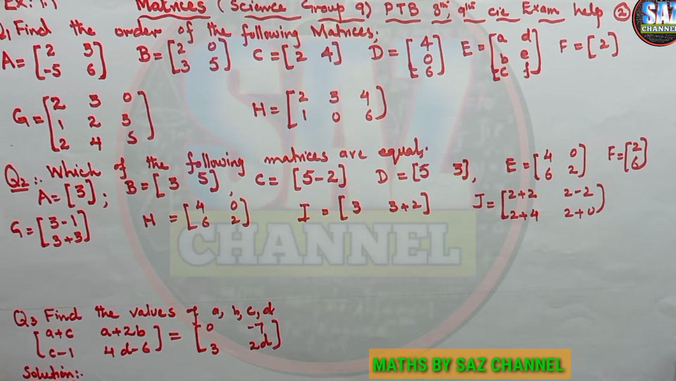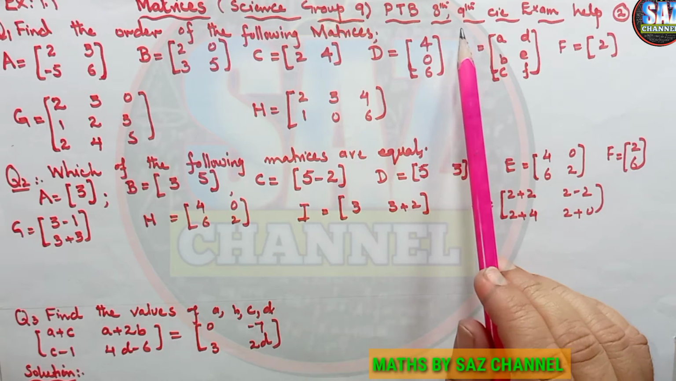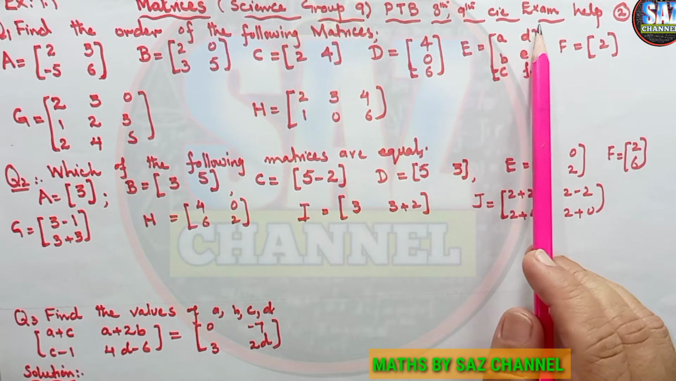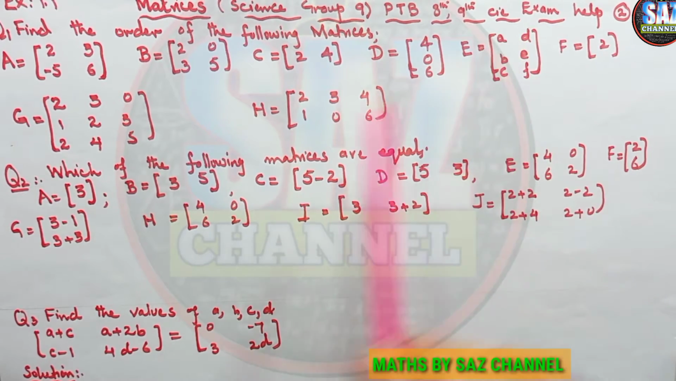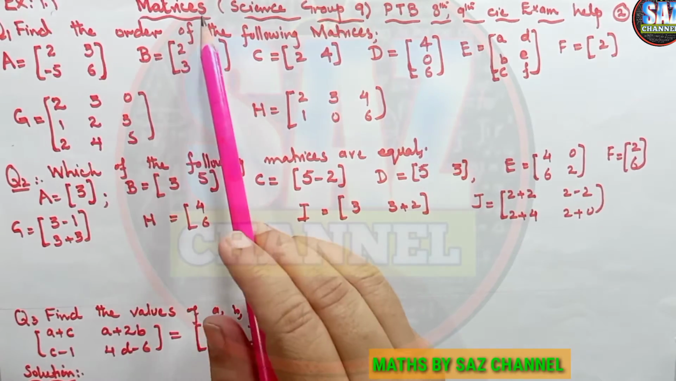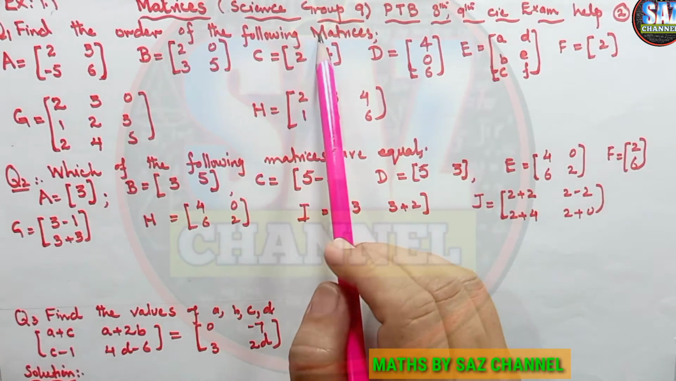This is my second lesson about the Mathematics Science Group class 9th, and this lesson is equally important for 8th, 9th students and D4 students of O level and the students who are preparing the CI examination. In this lesson, I will solve exercise 1.1 of class 9's maths book. Question 1 says, find the order of the following matrices.